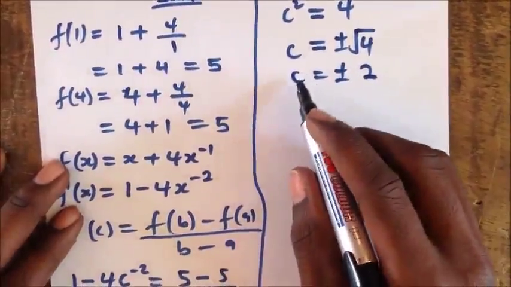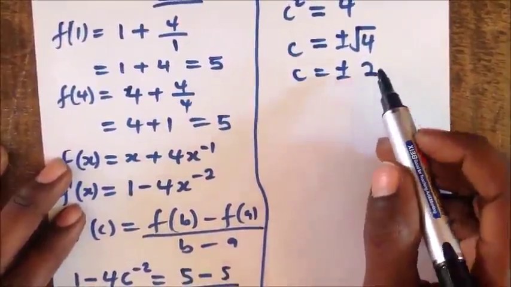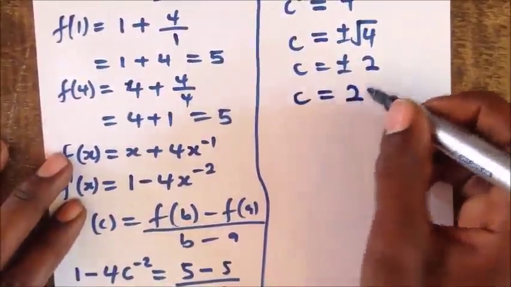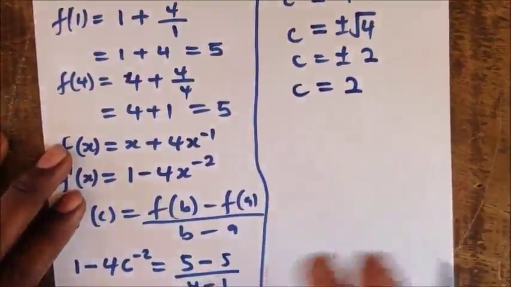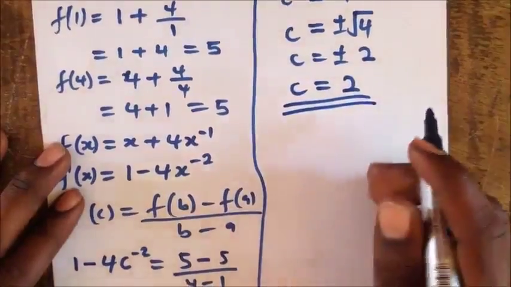So that number exists in the interval. We have plus or minus 2. But remember, the interval is 1, 4. Therefore, our c is equal to positive 2, because between 1 and 4, we don't have negative 2. We only have positive 2. Therefore, our c is equal to 2. That's all.